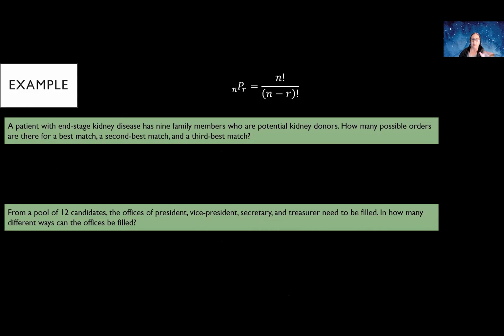So now we're going to apply this to word problems, of course. A patient with end-stage kidney disease has 9 family members who are potential kidney donors. How many possible orders are there for a best match, a second best match, and a third best match? So we're picking 3 out of 9. So this is going to be 9P3.